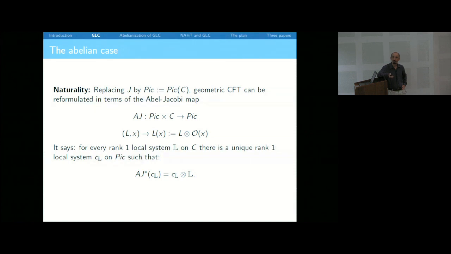We've just, instead of choosing a base point of the curve, included the base point as part of the data. So it says that for every rank 1 local system L on the curve, there should be a unique extension to a rank 1 local system C sub L on the Picard, such that we have this eigenvalue problem. The Abel-Jacobi pullback of C_L should be C_L pulled back from the first factor tensor L on the other factor.